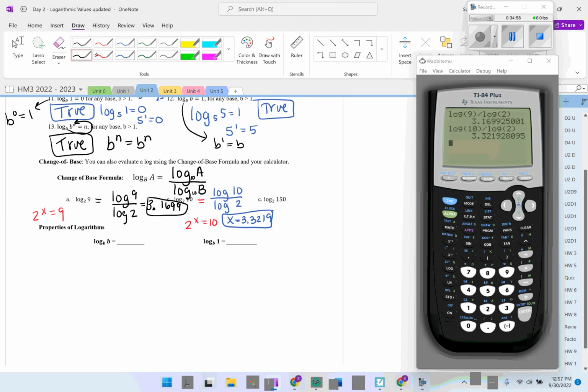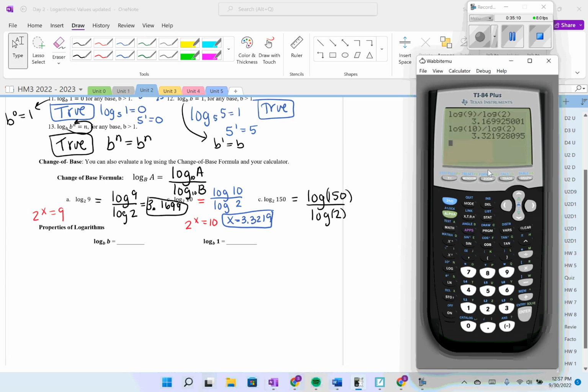So then for the next one, same thing. This would be equal to, using the change of base formula, log of 150 divided by the log of 2. And again, always make sure you use parentheses when you plug these into your calculator. So we have the log of 150, close parentheses, divided by the log of 2, close parentheses. And the reason I tell you to close your parentheses, because if you don't close the parentheses, like if I left that parentheses off right there, your calculator is going to give you a different answer, so be very careful. So 7.2288.